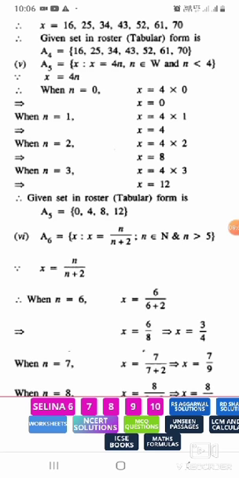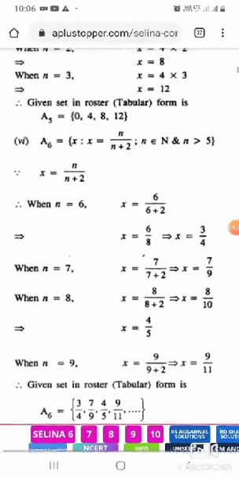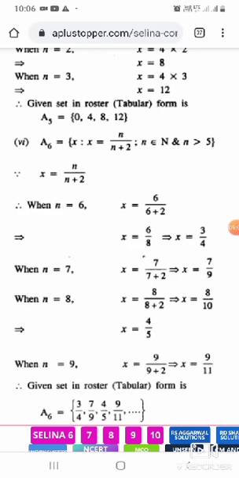Next, n should be greater than 5. The one more condition they have given is that n should be greater than 5. So we have to start from 6, 7 like that, because you should not take 5 into consideration, as the condition is saying only n greater than 5. If it is n greater than or equal to 5, then we should take 5 into consideration.